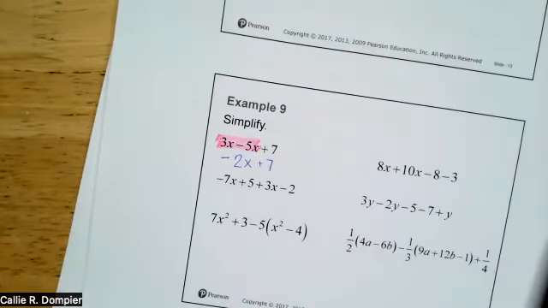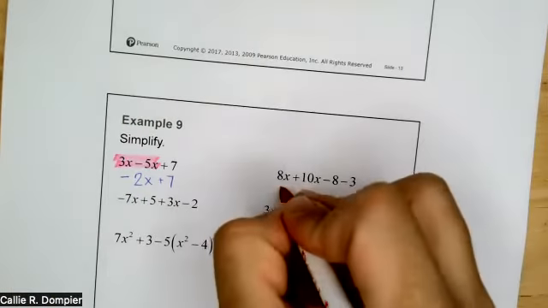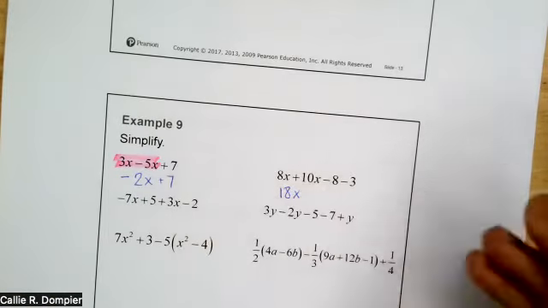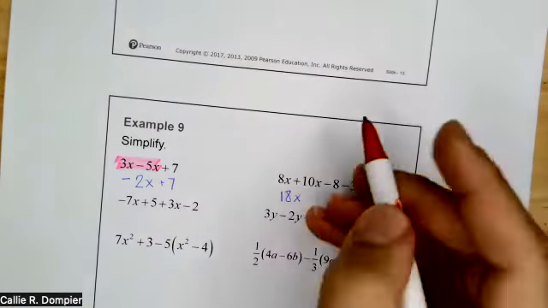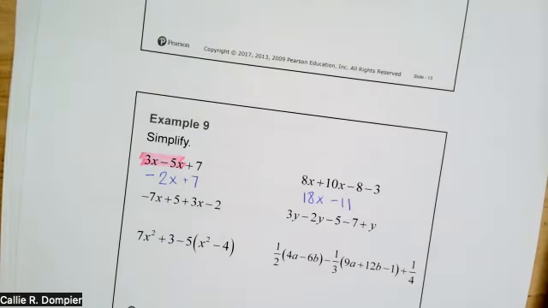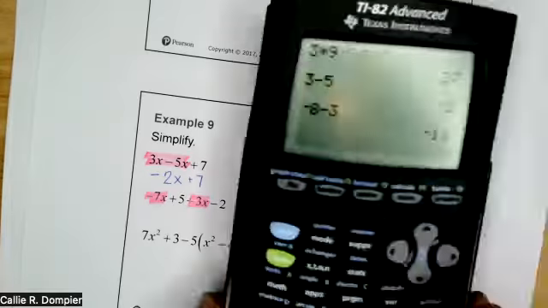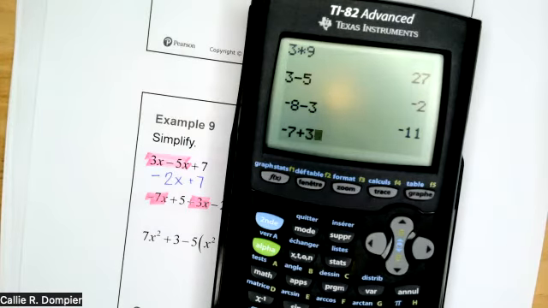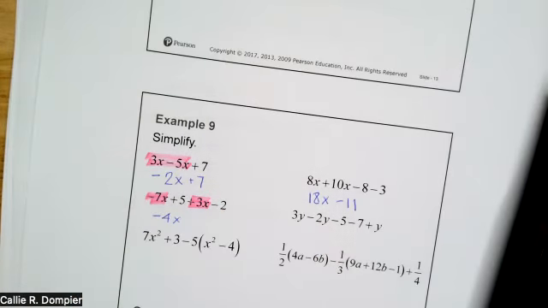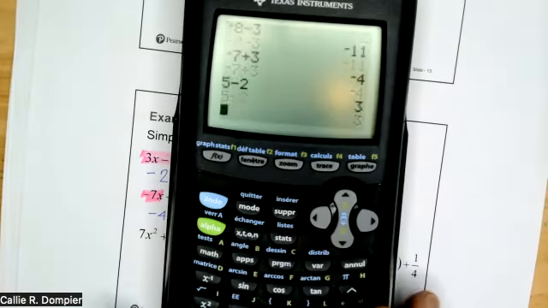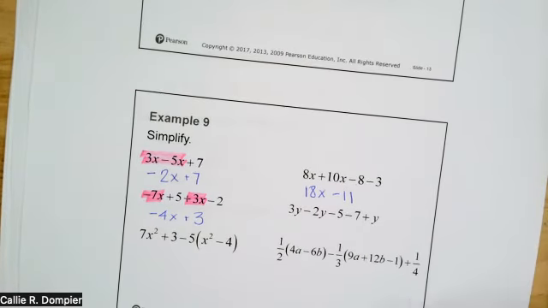Okay. Can we do this? Sorry, guys. We have 2 minutes. All right. 8x plus 10x will be 18x. Negative 8 minus 3. Okay. Negative 11. Here, you want to combine the negative 7x and the 3x. Negative 7 plus 3 is negative 4x. 5 minus 2 is 3. Good.